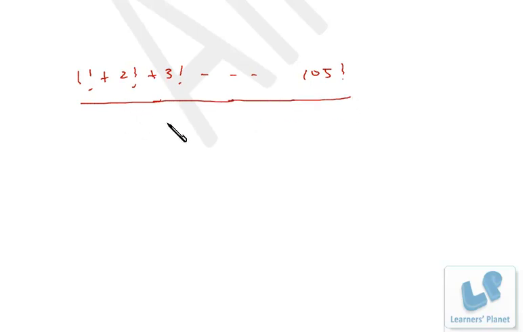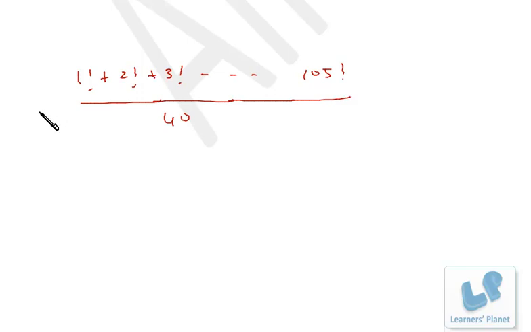Next is, suppose I have a number 1 factorial plus 2 factorial plus 3 factorial till 105 factorial. If this expression is divided by say 40, then what will be the remainder?